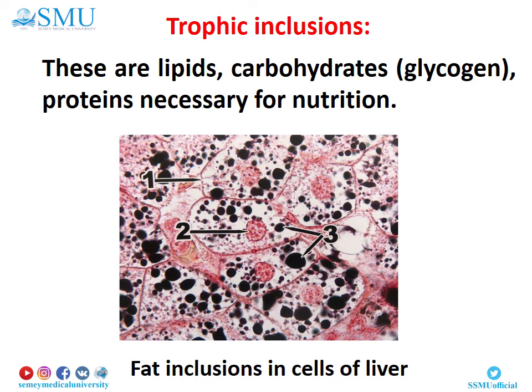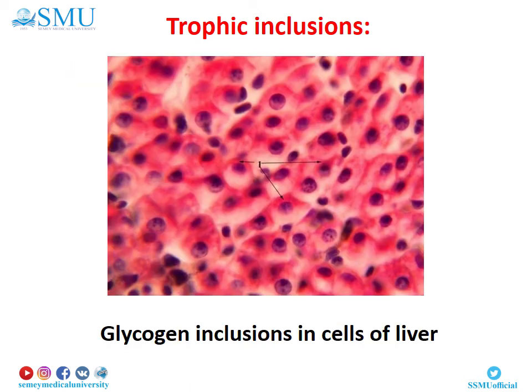Trophic inclusions. These are lipids, carbohydrates, proteins necessary for nutrition. In this slide, you see fat inclusions in cells of liver. They are numbered by 3. To trophic inclusions also belongs glycogen inclusion. In this slide, you see glycogen. The arrow shows glycogen inclusions in cells of liver.